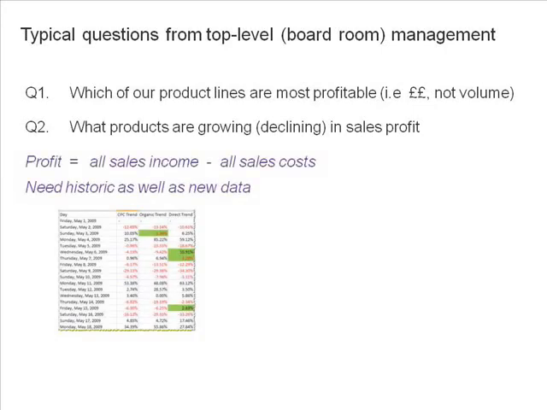In order to answer these two questions, firstly, the analytical system needs to be able to calculate profit, and that means drawing on all the sales income and drawing on all the sales costs and then doing the calculation. And secondly, to be able to find out which products are growing or declining in sales profit, the system is going to need to store historic as well as new data.